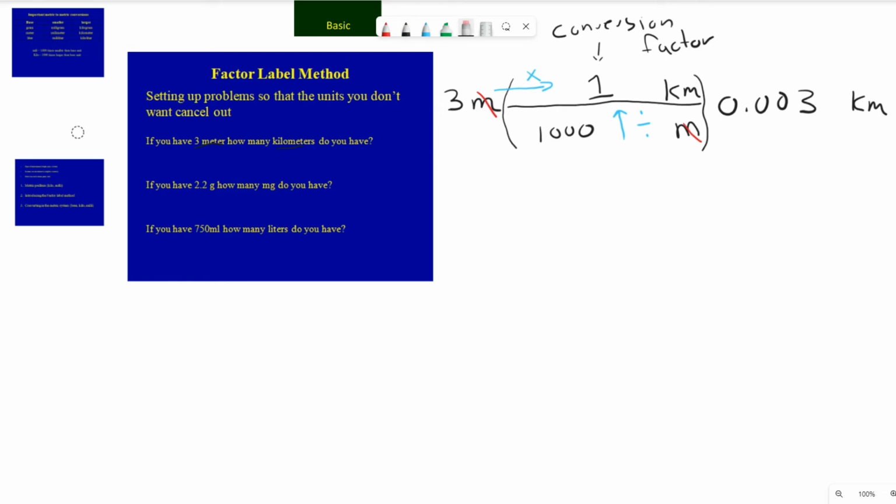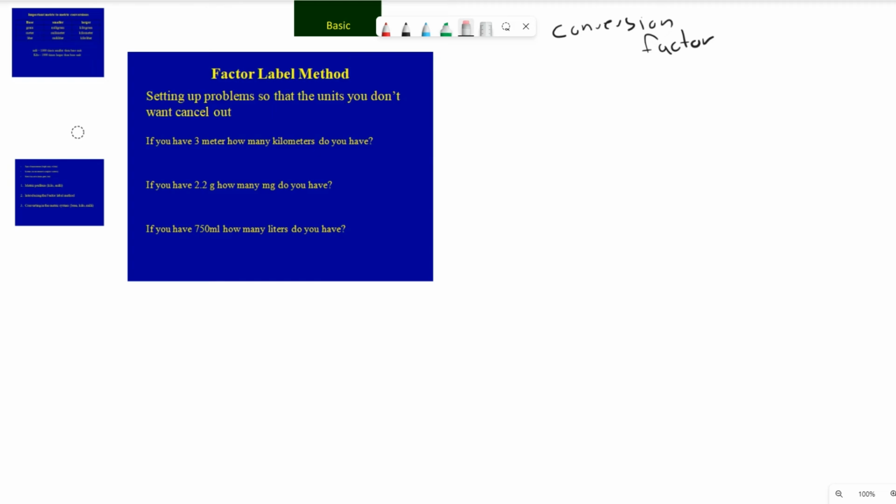So this one converted from meters to kilometers. The second problem deals with grams. So the first one dealt with length. The second one is going to deal with mass. So again, we'll do the same thing. We'll start off by writing on the left-hand side what we're starting with. What units are we starting with? So it says here, you have 2.2 grams. That means that's what you're starting with. How many milligrams? That's what you want to get to.